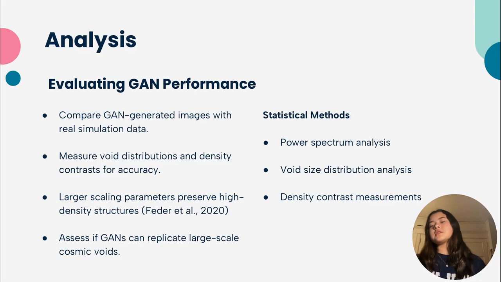So the statistical methods that they used were the power spectrum analysis, void size distribution analysis, and density contrast measurements. So power spectrum analysis quantifies structural similarities. Void size distribution analysis assesses the accuracy of the generated voids, and density contrast measurements determine how well GANs can replicate cosmic environments.